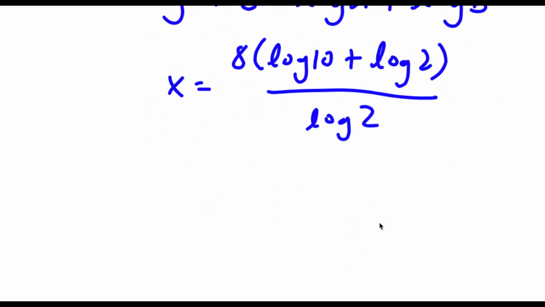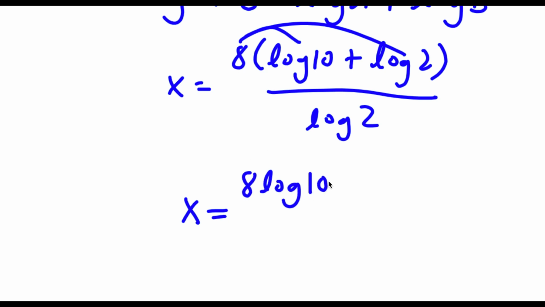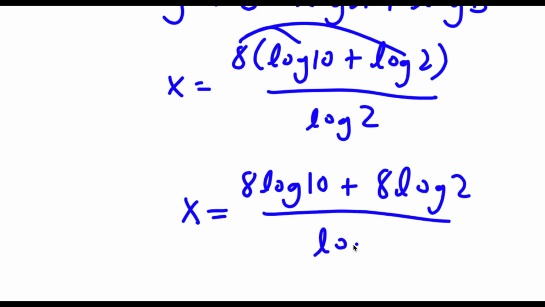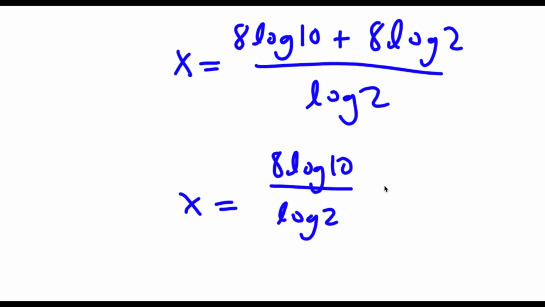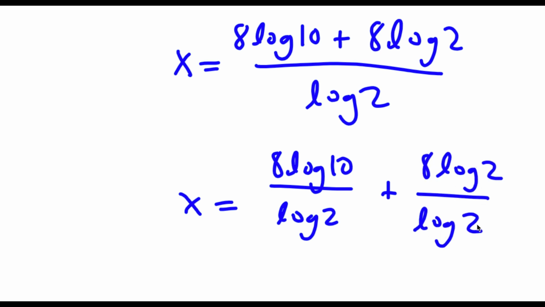So now, if I go ahead and distribute the 8 here to both of these terms, I get x is equal to 8 times log 10 is 8 log 10, plus 8 times log 2, that's going to be 8 log 2. And I have this over log 2. So now this is equal to 8 log 10 over log 2 plus 8 log 2 over log 2. So now these two log 2's cancel out.